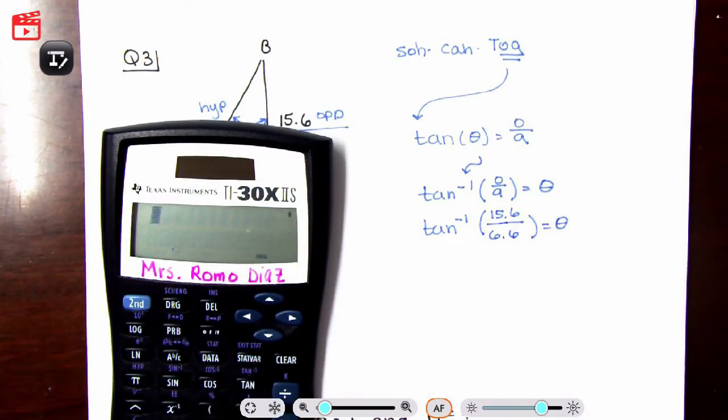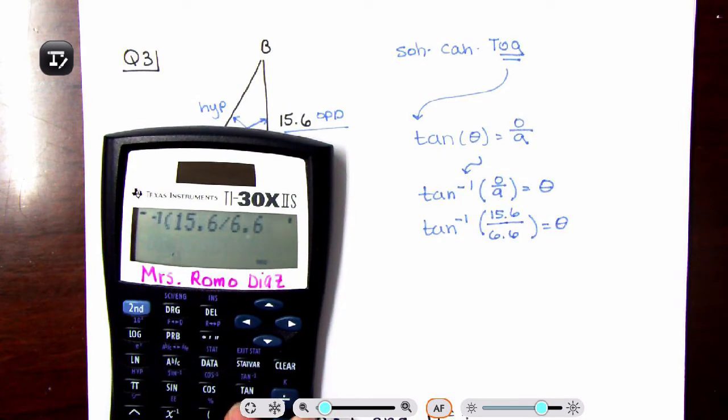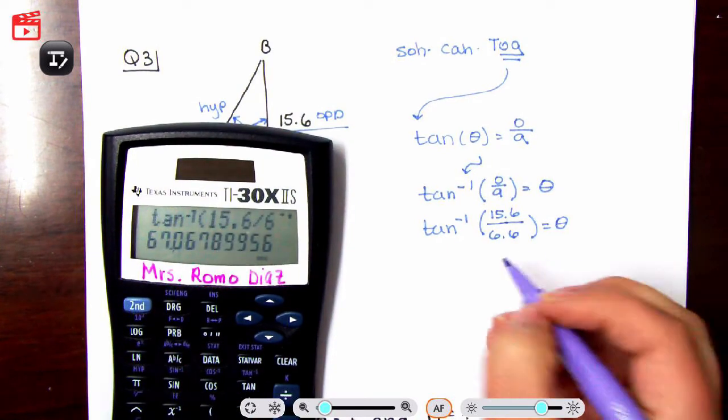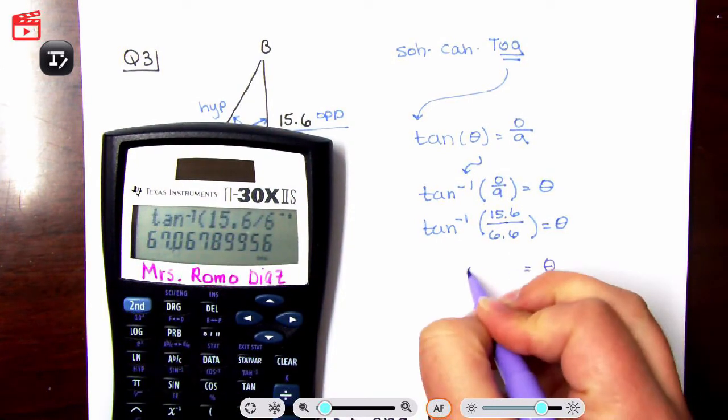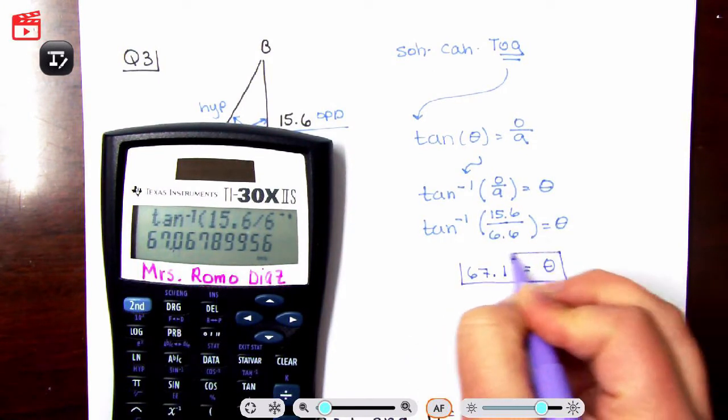Let's go ahead and type this in. Tangent inverse, or inverse of tangent, 15.6 divided by 6.6. And that's equal to 67.06 or 67.1 degrees.